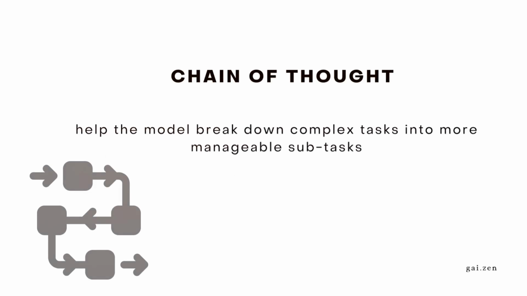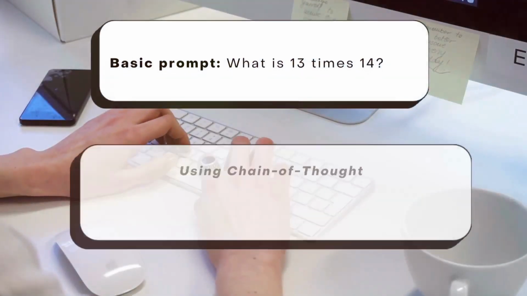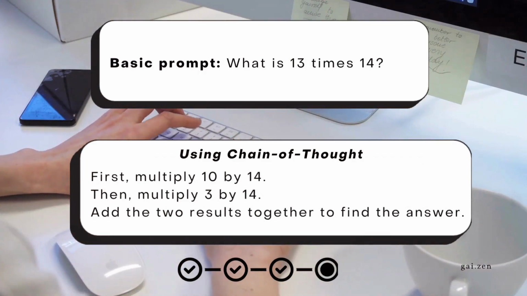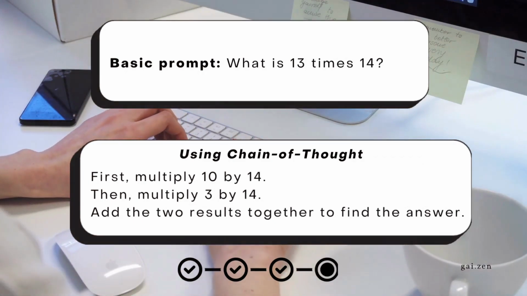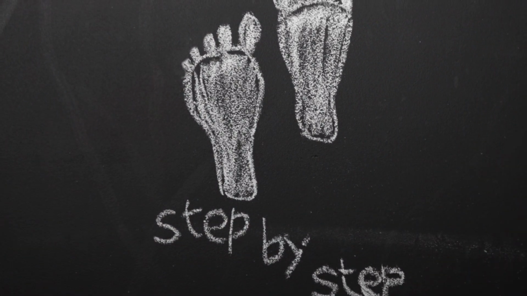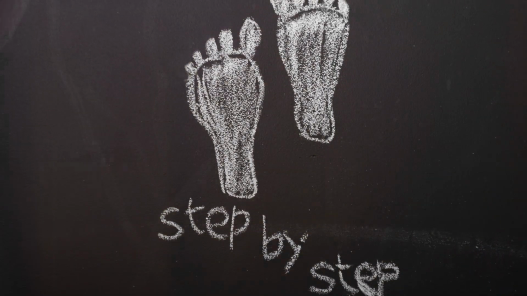Chain of thought allows the model to break down a complex task into simpler, step-by-step subtasks. Let's look at this chain of thought example. A basic prompt might be, "What is 13 times 14?" Whereas, a chain of thought prompt might be, "First, multiply 10 by 14. Then, multiply 3 by 14. Finally, add the two results together to find the answer." This instructs the AI model to follow the provided logical sequencing when arriving at its conclusion.